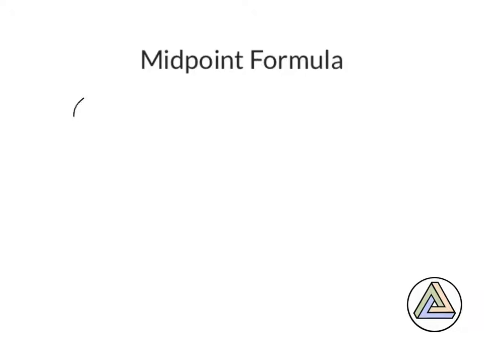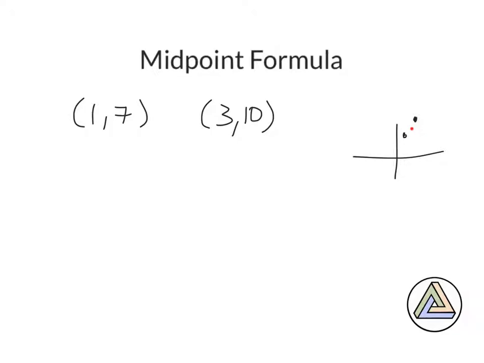Imagine you're given 2 points like that. You could graph it: 1, 7, that's right here, 3, 10, that's right here. You could graph it, but they want the point that's between these 2. And so the question is, how do you do that without graphing? Well, it's actually not that bad.